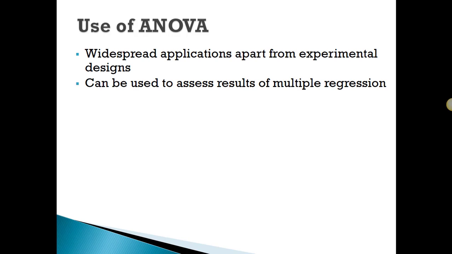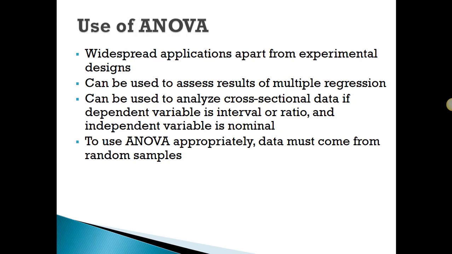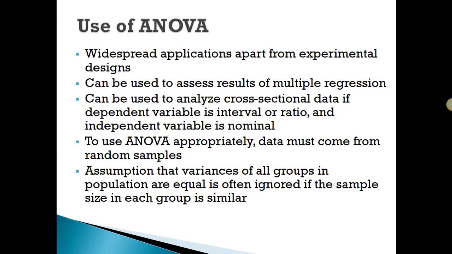It can be used to assess results of multiple regression, and it can be used to analyze cross-sectional data if the dependent variable is interval or ratio and the independent variable is nominal. However, you have to have random samples. And the assumption that the variance of all groups in the population is equal is often ignored if the sample size in each group is similar.